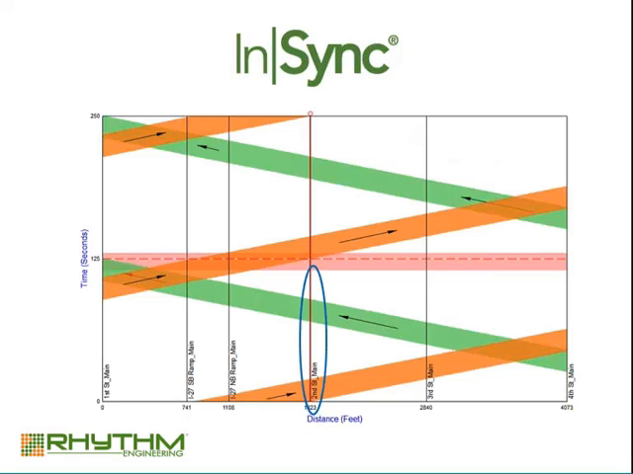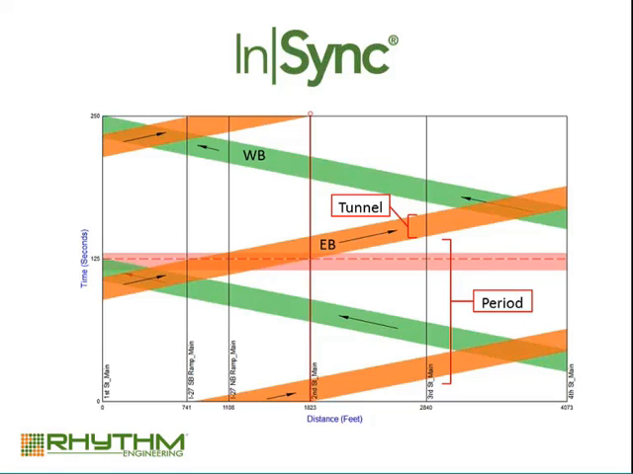The orange and green bands stretching across the diagram are tunnels. Tunnels achieve synchronization between signals by guaranteeing green time for a platoon in the tunnel. In this example, the orange tunnel represents eastbound traffic and the green is westbound traffic. The period length is simply the duration of time from the start of one tunnel to the start of that same tunnel later in time.